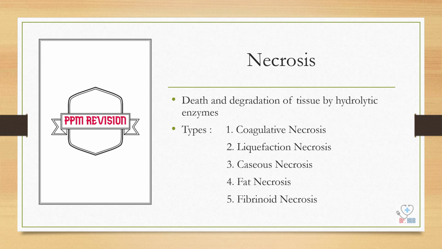So based on the morphological features, it is divided into 5 types that are mentioned in this slide. That is coagulative necrosis, liquefaction necrosis, which is also known as colliquative necrosis, then caseous necrosis, fat necrosis, and fibrinoid necrosis. Now I'll be dealing with everything individually.